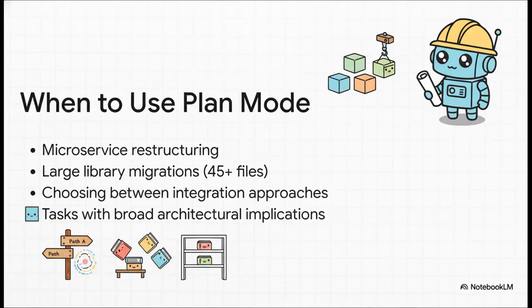So when do you reach for plan mode? Use it for anything that has those big, sweeping implications. I'm talking restructuring microservices or a massive library migration that's going to touch 45+ files. It's for any time you need to safely explore different options before you commit to a path that's going to be really expensive to undo.